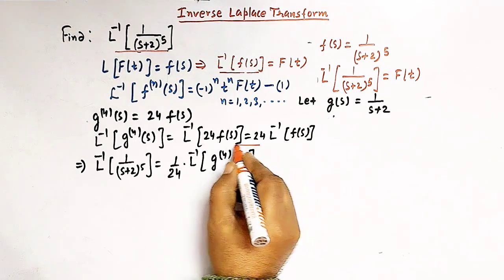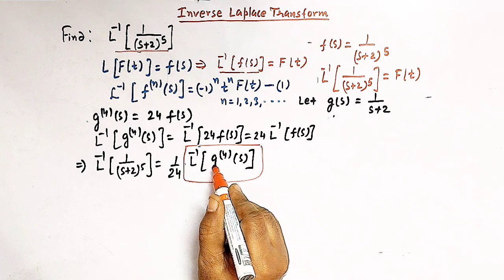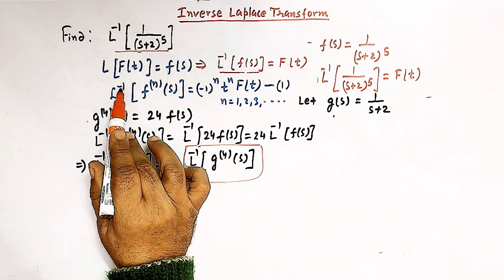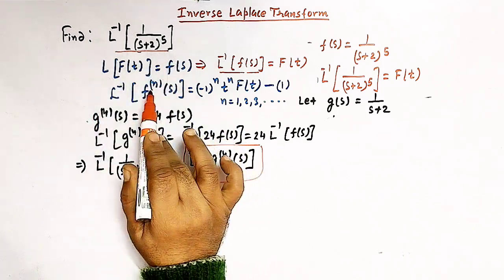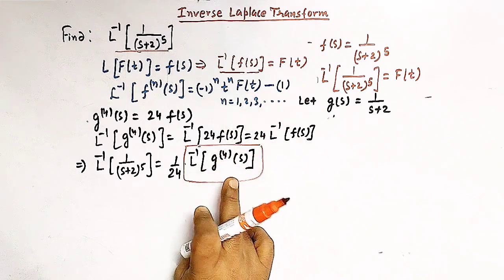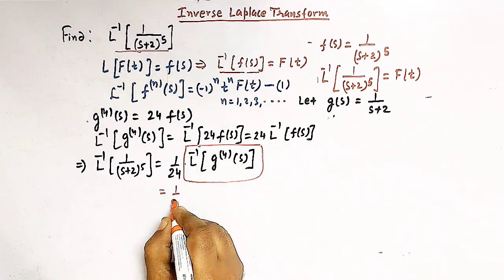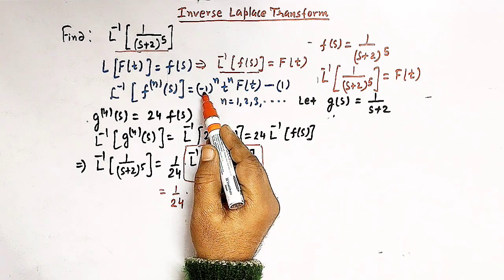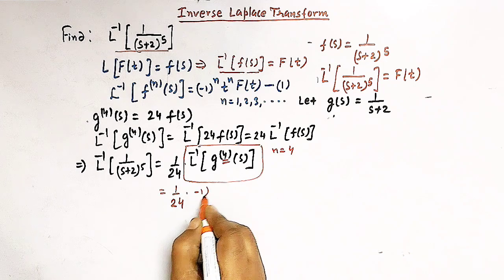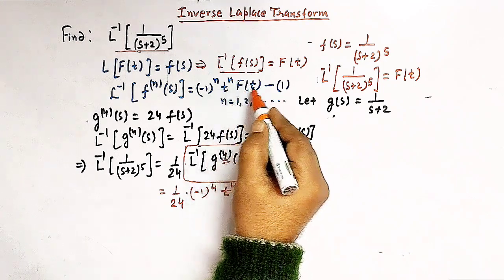So now consider this expression. So here we have the inverse Laplace transform of the fourth derivative of g of s, and here we have the inverse Laplace transform of the nth derivative of f of s. So using this result for this function, right? We can now write 1 over 24, and then we have minus 1 raised to n. So n is equal to 4, so we have minus 1 raised to 4, then we have t raised to 4, and f of t.